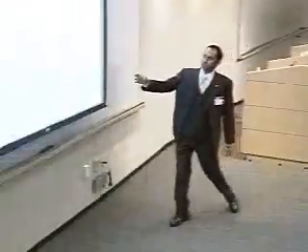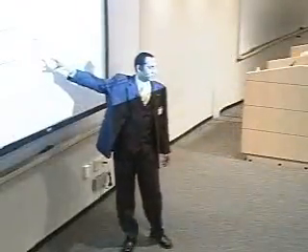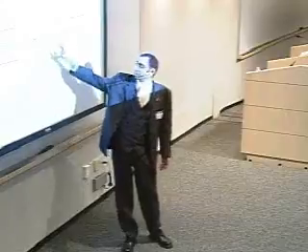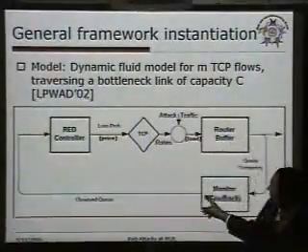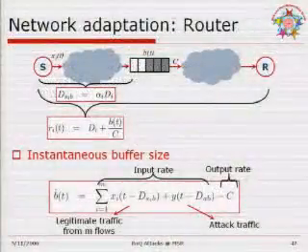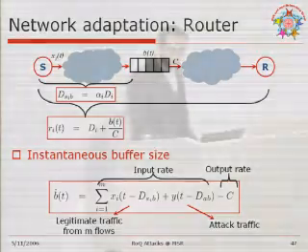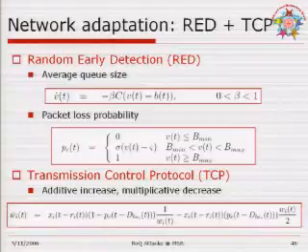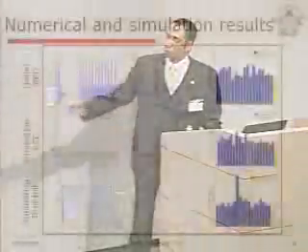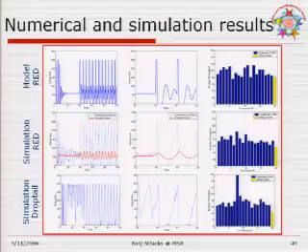So we use the dynamic fluid model. Again, we're modeling the same thing. RED adjusts the price or loss probability. TCP observes this loss probability and adjusts the rates. The rates and the attack traffic go to the buffer. The buffer reports back to the RED controller, which adjusts the loss probability again. I will not go through the whole model, but we can simply describe these using fluid model equations. So these are the equations for random early drop and for TCP.